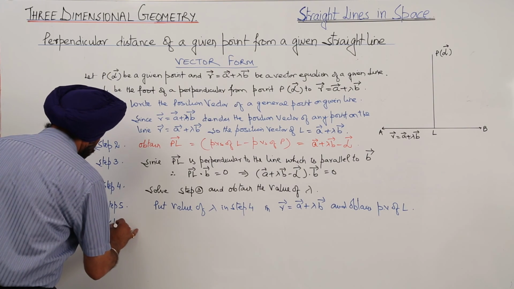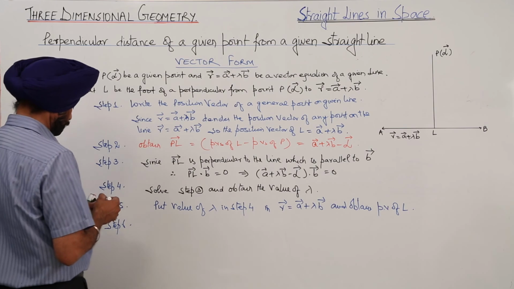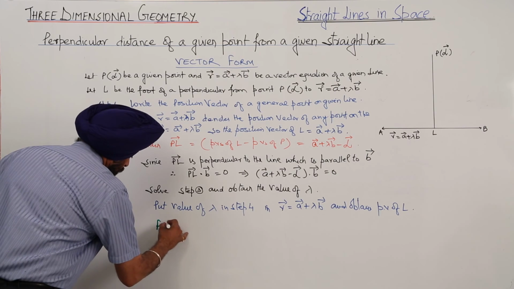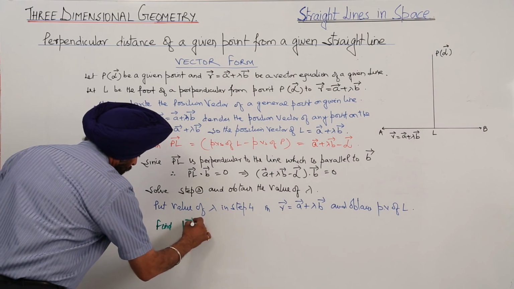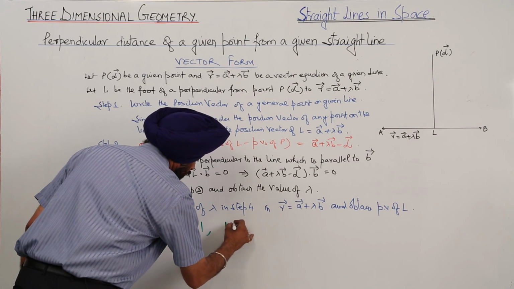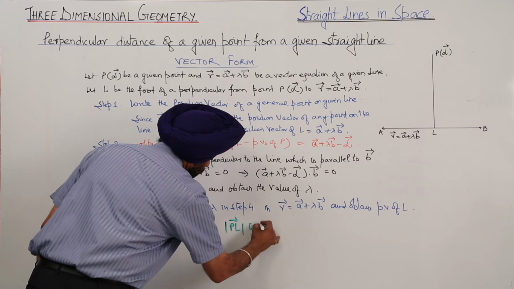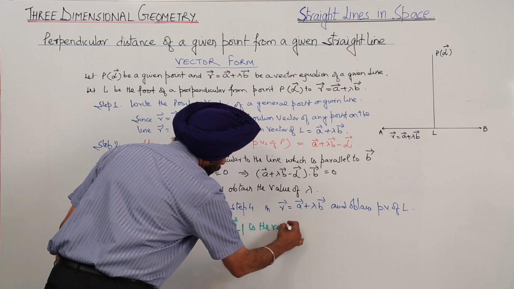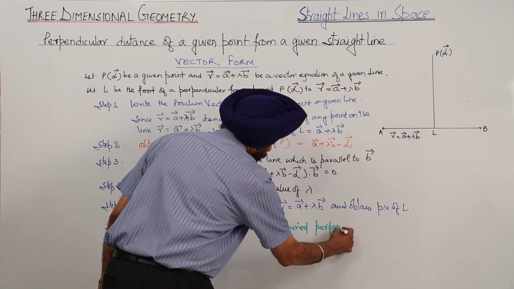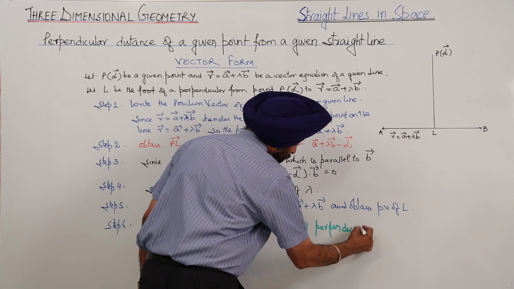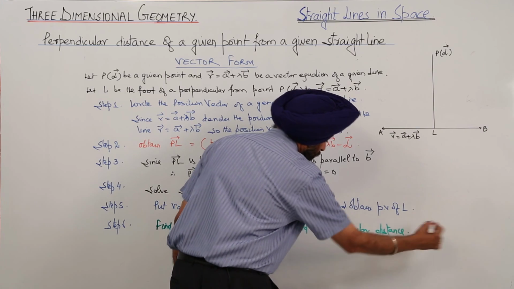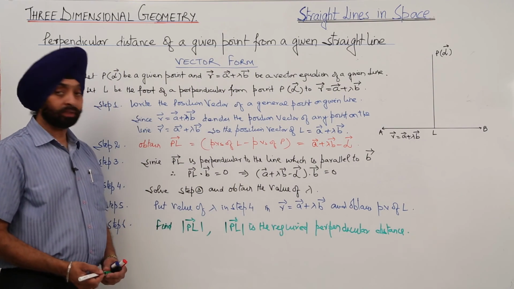Step 6: find the magnitude of vector PL. The magnitude of vector PL is the required perpendicular distance. So these are the steps.